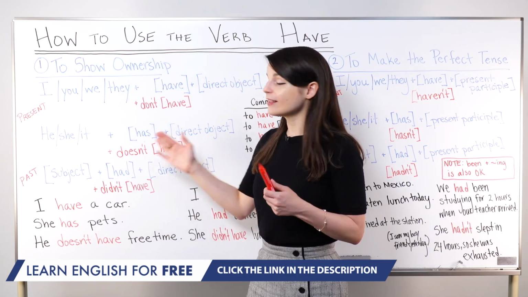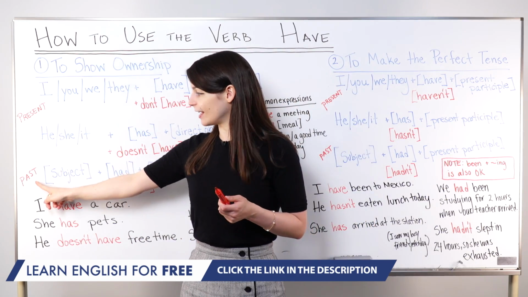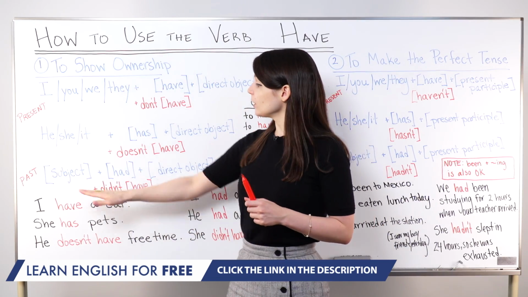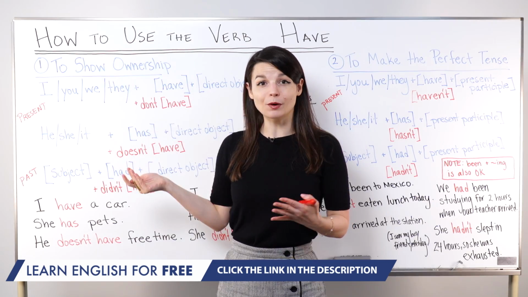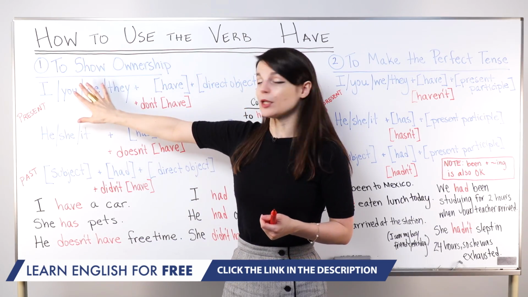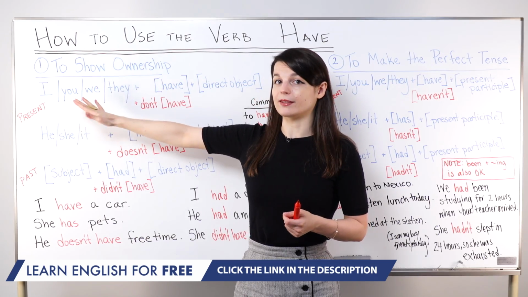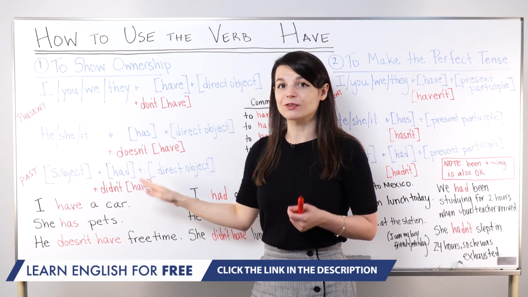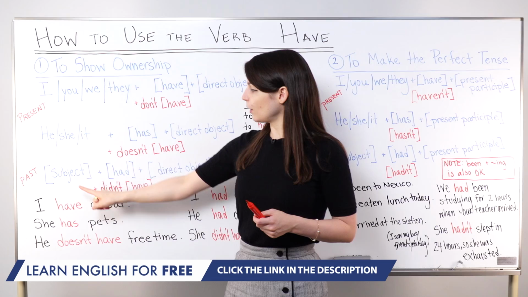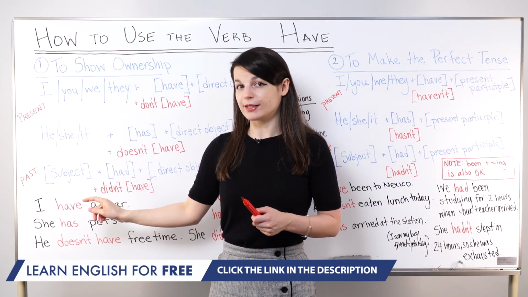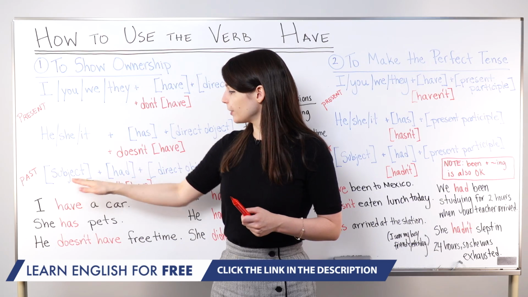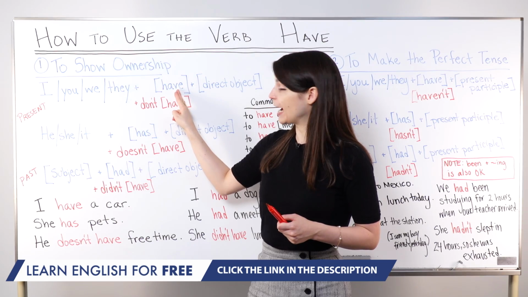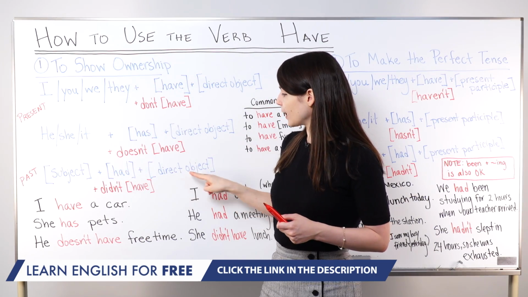Let's take a look now at the same idea, but in past tense. So when we make past tense statements for ownership, we don't need to be so concerned. We don't need to worry about the subject. So here in present tense, we need to be careful about the subject because our verb changes. But in this case, past tense, we don't need to worry about that. So to make a past tense ownership statement, we use subject plus had. This is the past tense conjugation of the verb have. So have becomes had, plus our direct object.